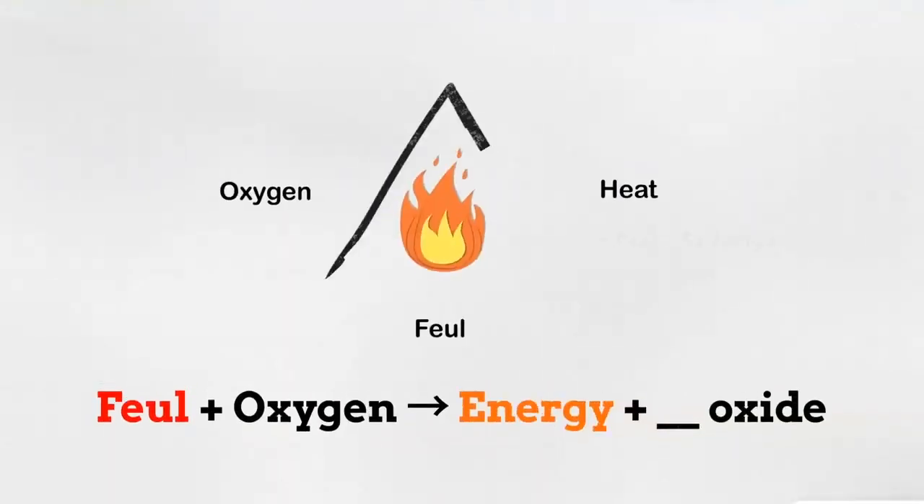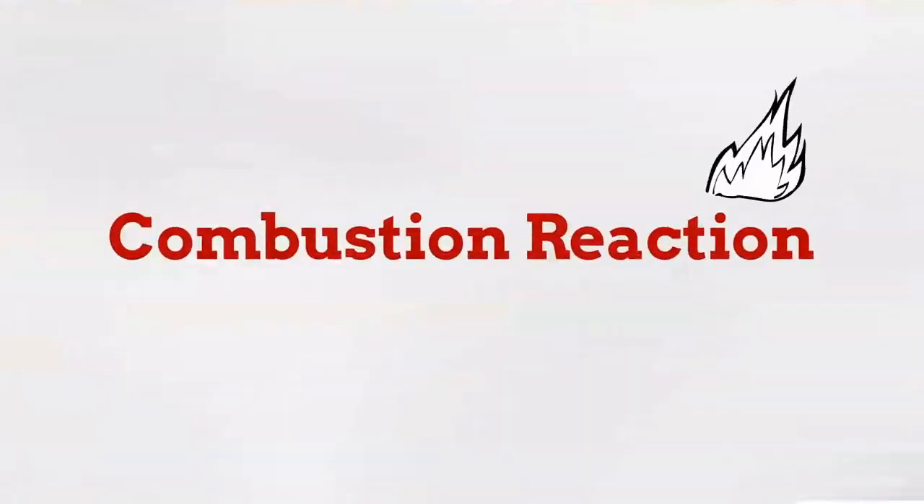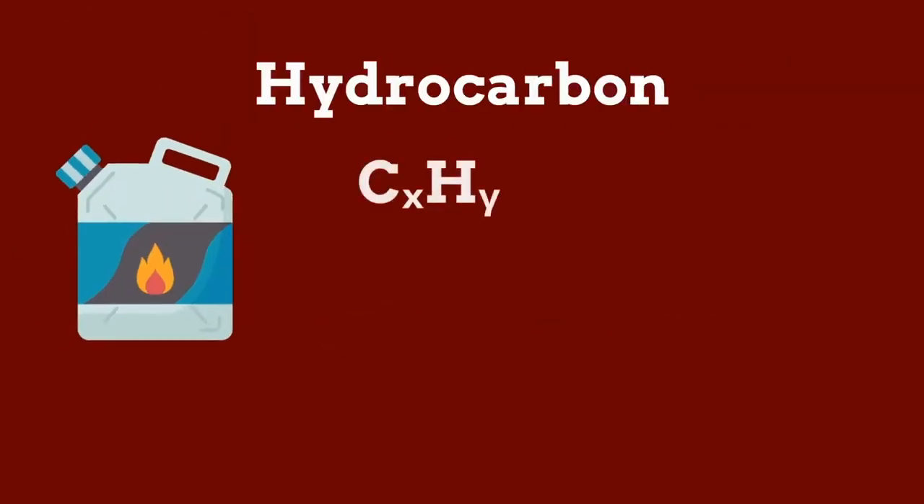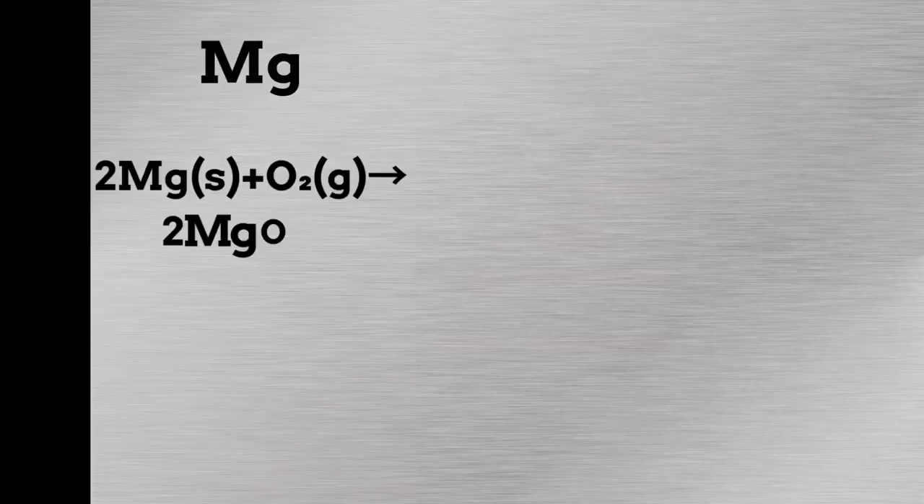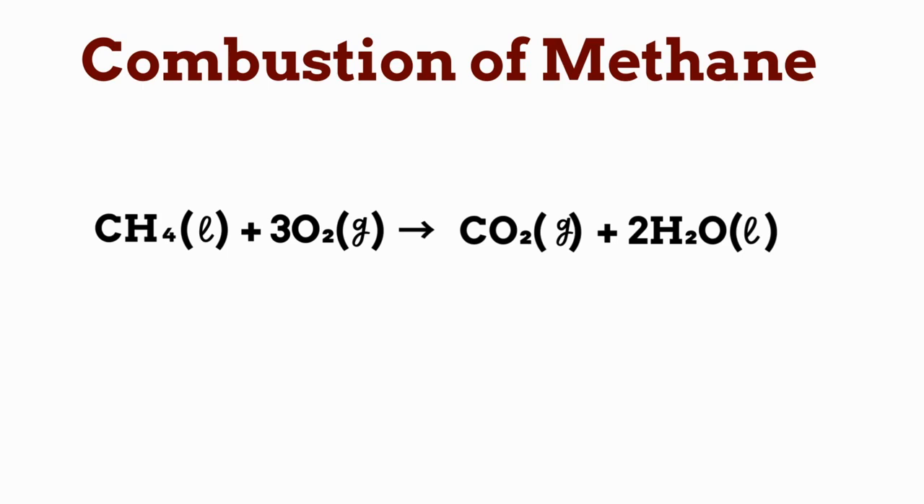Let's start with, what is fire? Fire is typically a fuel and oxygen reaction resulting in energy and some form of oxide. This is classified as a combustion reaction, where a fuel reacts with oxygen gas and releases energy in the form of light and heat. Fuel can be a hydrocarbon, like methane, cellulose, or ethanol, or even a metal, like magnesium or iron. To understand why these fuels work, let's first look at the combustion reaction for the hydrocarbon methane.